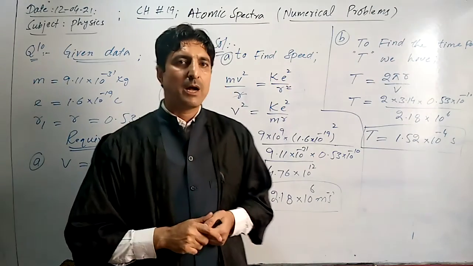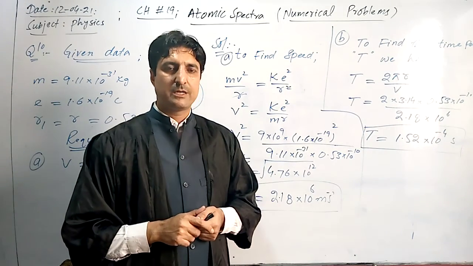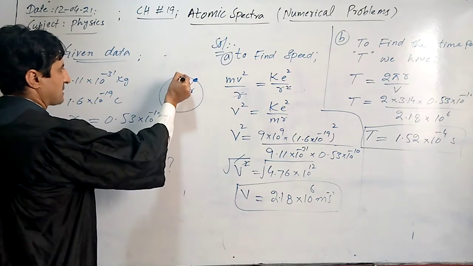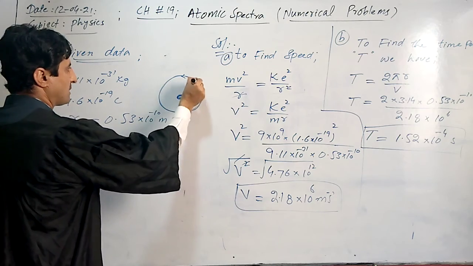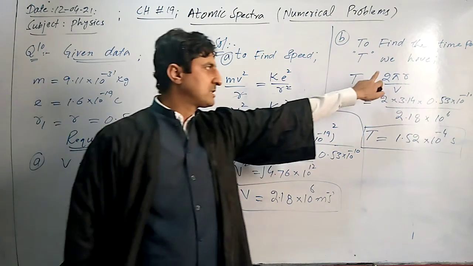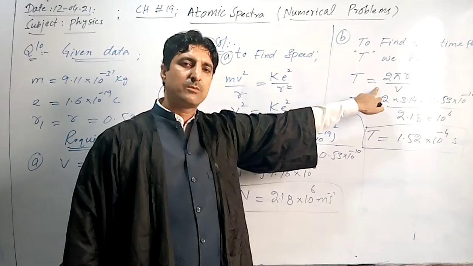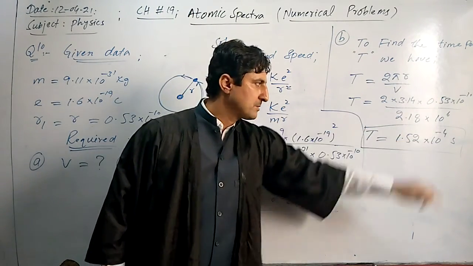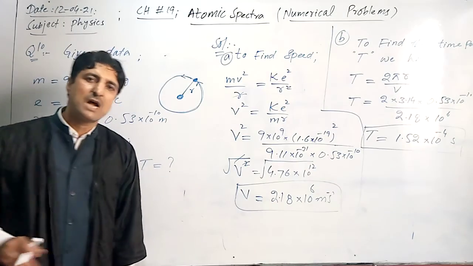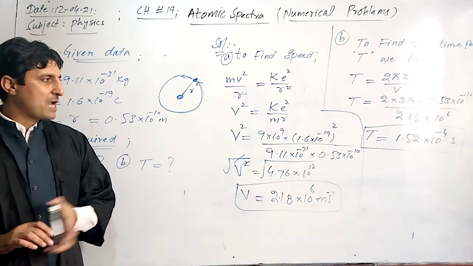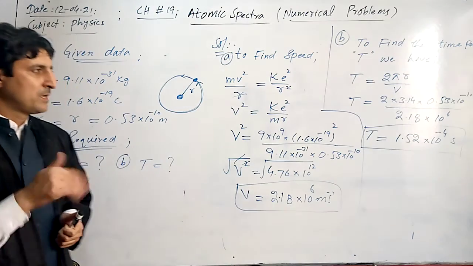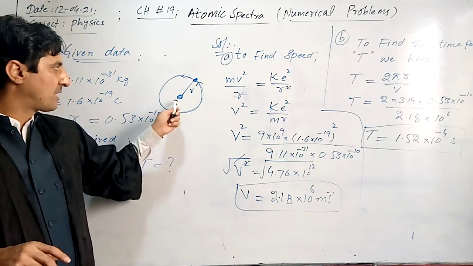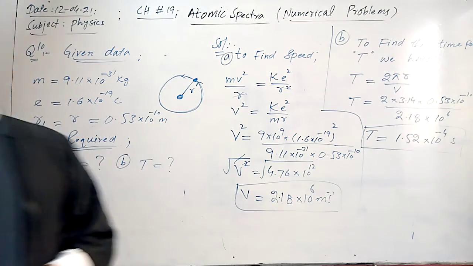Similarly, in the second part, we can calculate the time required by an electron to circle the nucleus. This is given by 2 pi r, which is the circumference of the circle, divided by v. Putting all these values, we get the time is 1.25 multiplied by 10 power minus 4 second, which is a very short time duration. In this time duration, the electron will circle around the nucleus in its own orbit.